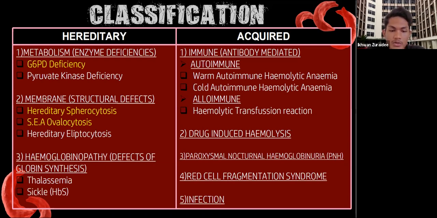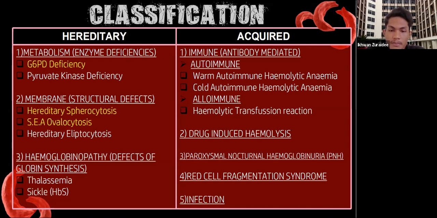Okay, next we go to the acquired hemolytic anemia. So the first one would be the immune antibody mediated hemolytic anemia. For the autoimmune, the antibody is directed against our self-antigens. And for the alloimmune, the antibody attacks the donor antigen, for example, in the hemolytic transfusion reaction. The second would be the drug-induced hemolysis. For example, penicillin can lead to the antibody directed against the red cell complex that will lead to the hemolysis.